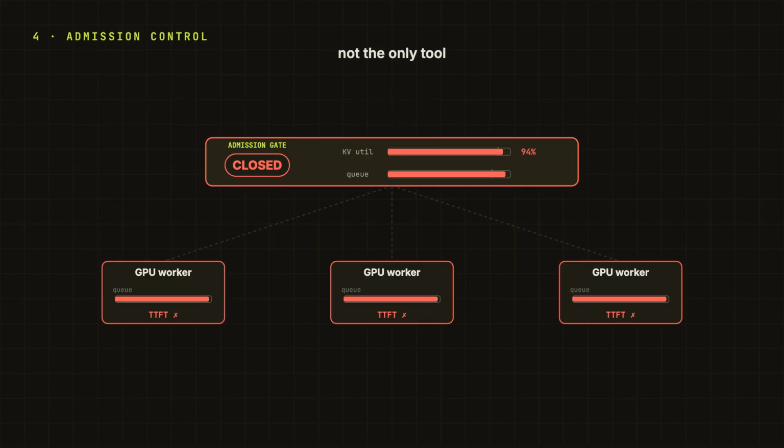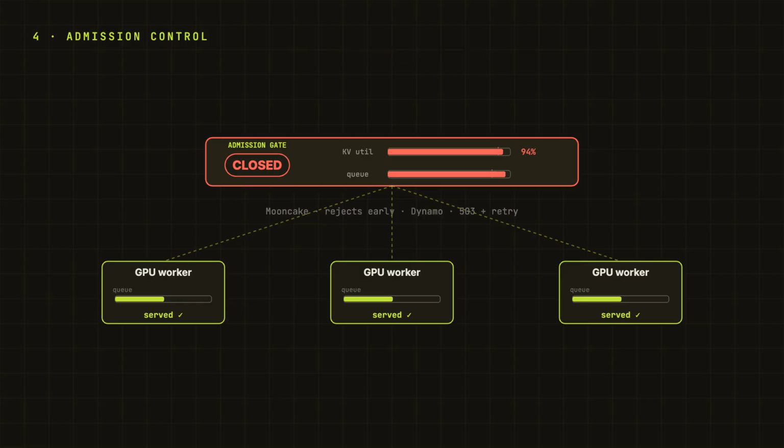Now, rejecting isn't the only tool. Some systems queue you, some degrade quality, some fall back to a small cheaper model. But the point underneath all of them is the same. A system that never says no isn't kind. It's just a system that keeps saying yes until everything is broken. Saying no to one request is how you keep your promise to the thousand you already accepted. This shows up in the real systems too. Mooncake rejects early under overload. Dynamo returns a 503 with retry guidance. The fleet is allowed to protect itself.